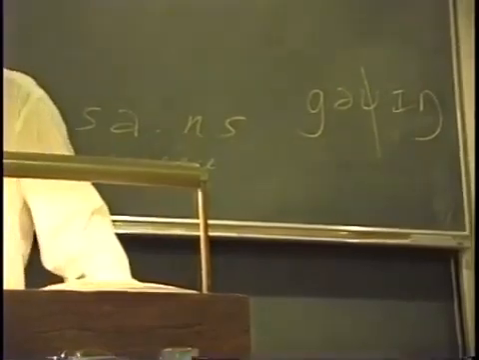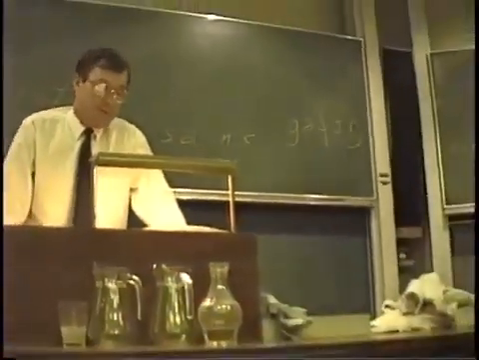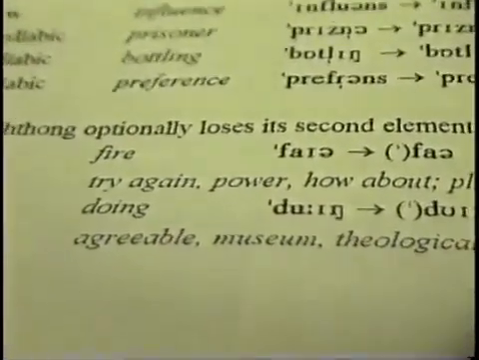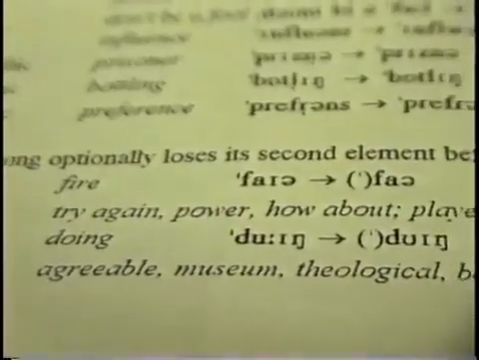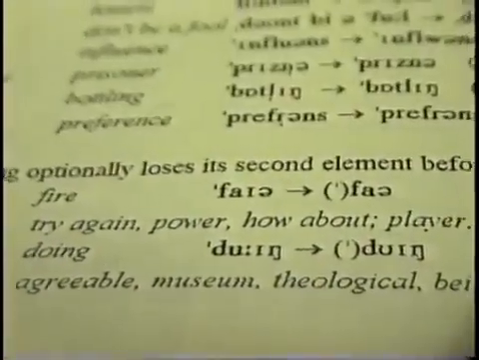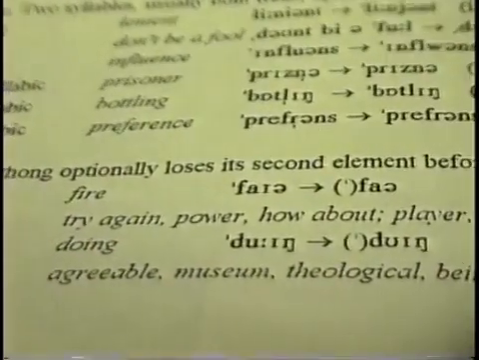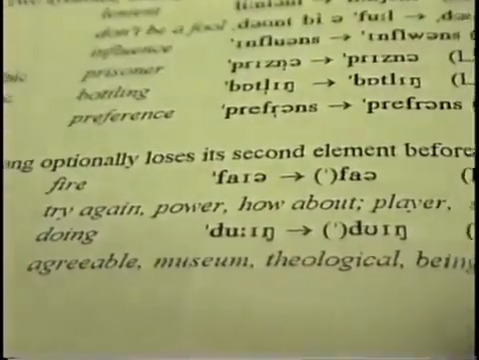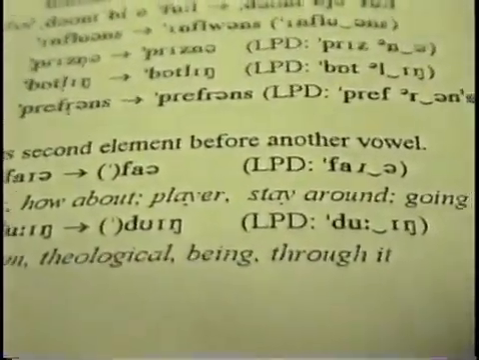When we have E or U before another vowel, they sometimes undergo smoothing of a slightly different type. What happens to them is they tend to become like the corresponding short vowel, so that U changes to the short U. So from to do, we get an ing form which is doing, but that can be said with smoothing, and that can be compressed into a single syllable. Agreeable can become smoothed. Museum can become smoothed. Theological can become smoothed. Being can become smoothed. Through it can become smoothed.